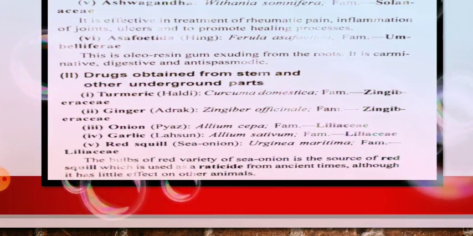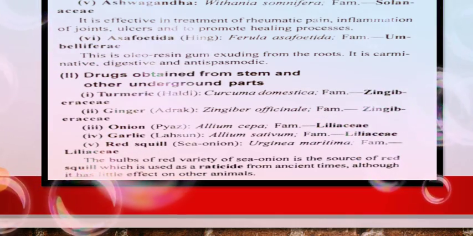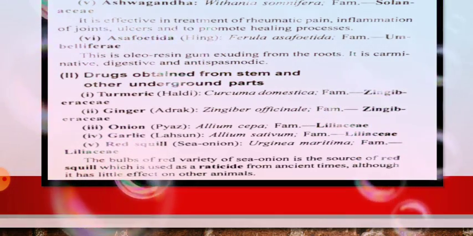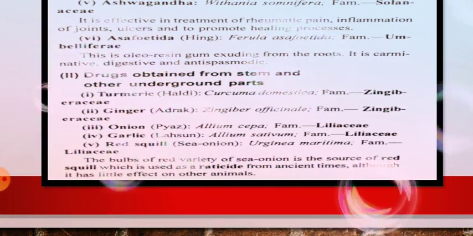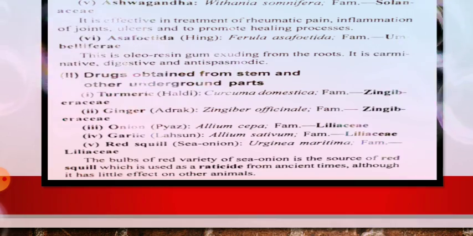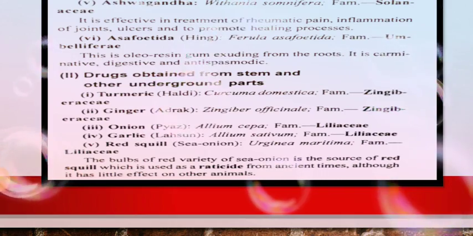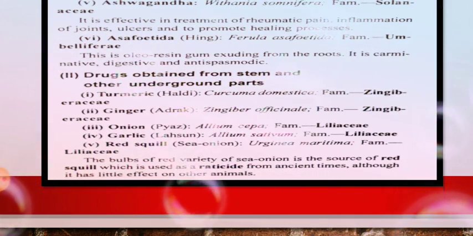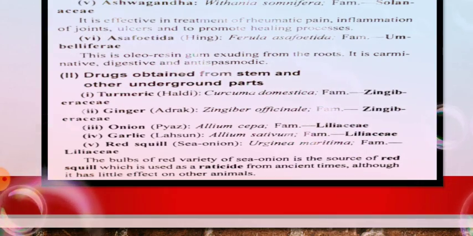Then comes ginger, or adrak. Its scientific name is Zingiber officinale, and it also belongs to the family Zingiberaceae. Then comes onion, or pyaz. Its scientific name is Allium cepa, and it belongs to the family Liliaceae. Garlic has a huge number of uses in our daily life, in case of cold and fever, in various flavors and different uses. Its scientific name is Allium sativum. It belongs to the family Liliaceae.